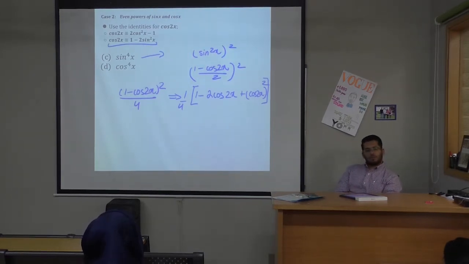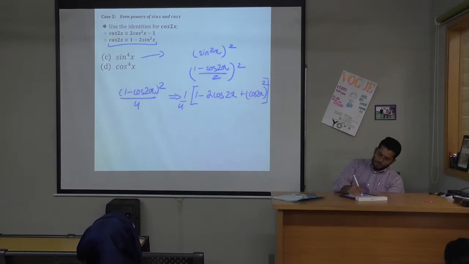Okay? Now there is a problem again. What's the problem? The problem is I have an even power again. That's the problem. It's cos squared 2x. It's a double angle, so what? But then again there's an even power. So I have to change it again.